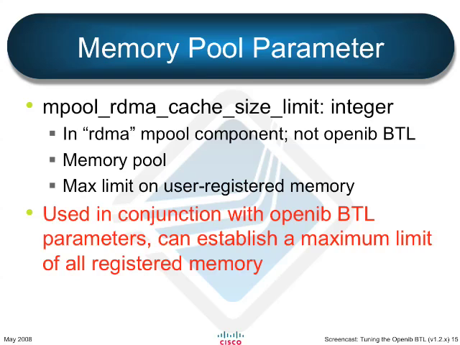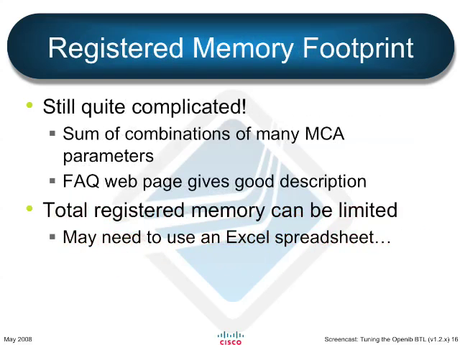But when you use this parameter in conjunction with several of the other parameters that I've already listed, you can establish a maximum limit for registered memory. So you can know exactly how much registered memory each MPI process is using. And that can be useful on certain types of architectures where you're fairly limited in the amount of registered memory that you can have. So, coming back to the question that I asked in a previous screencast, how much registered memory is Open MPI using? Well, it's still pretty complicated. It's the sum of several different MCA parameters.